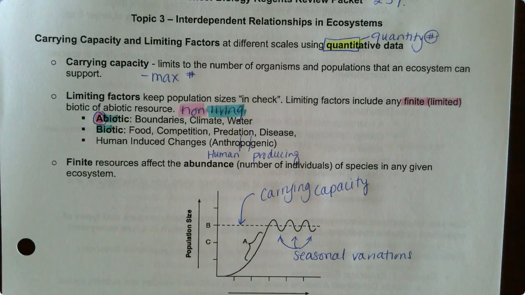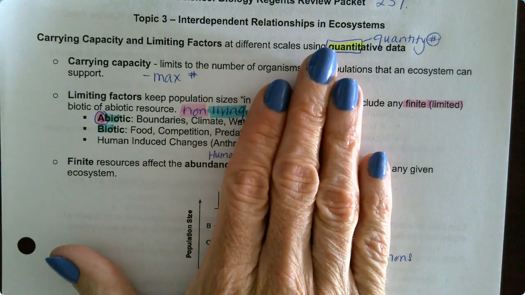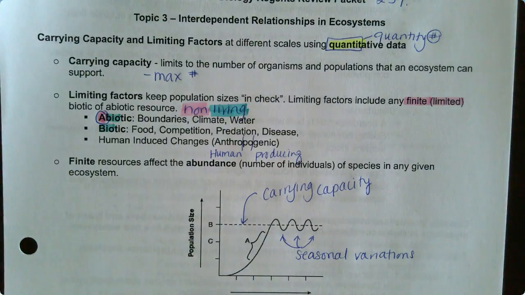Now, human-induced changes can either go in the abiotic or the biotic category. Human-induced, many times we're also going to call that anthropogenic. Big word, but if we can just remember anthro means human, like I have here. And every time we see anthro, we just write down human.